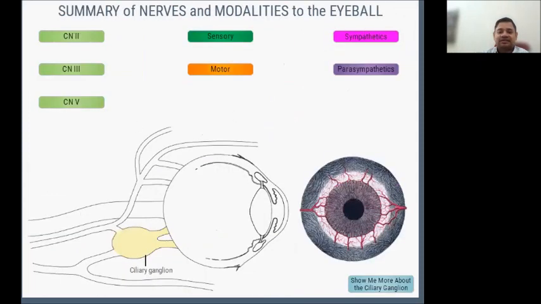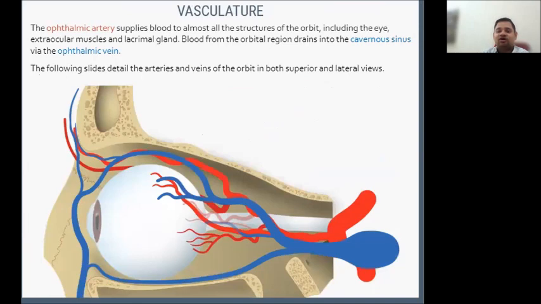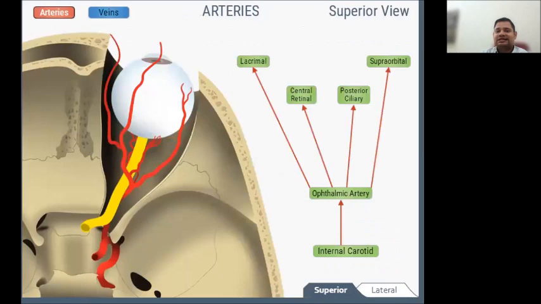So what is the blood supply or vasculature of your orbit region specifically? The ophthalmic artery supplies the blood to almost all the structures of the orbit, including the eye, extraocular muscles, and lacrimal gland. Blood from the orbital region drains into the cavernous sinus via the ophthalmic vein. Okay, so remember the word ophthalmic artery, it's going to supply almost all areas of the orbit, and the cavernous sinus via the ophthalmic vein will be the drainage part. So this is the diagram which shows the total vasculature. Separately, we are going to see the arteries and veins.